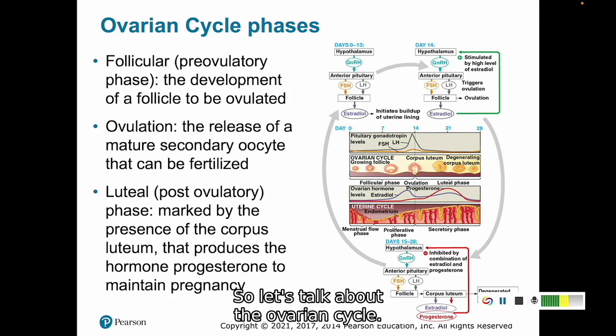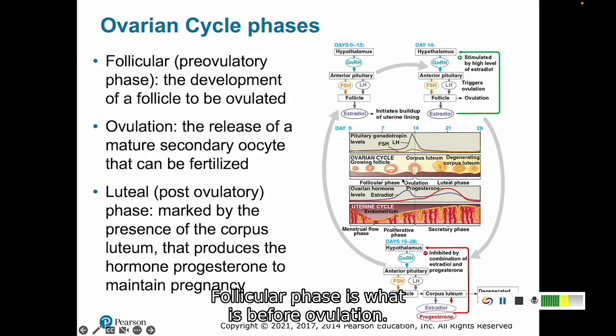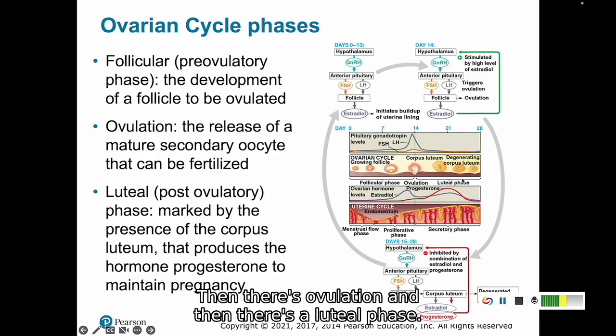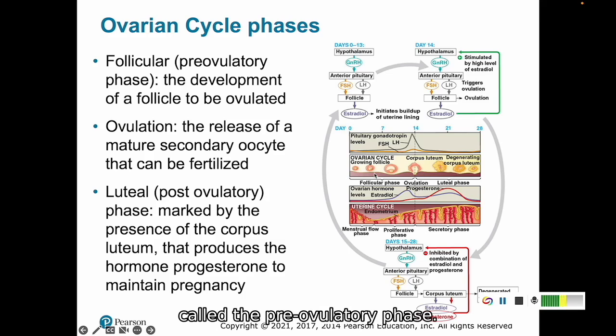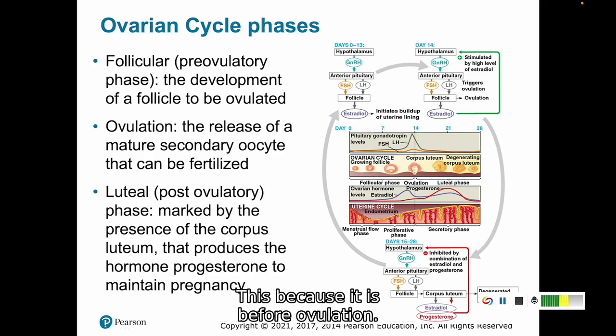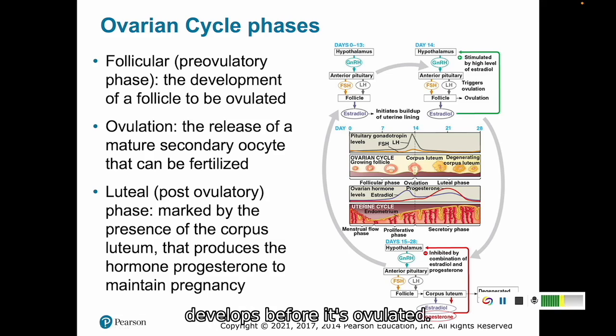Okay, so let's talk about the ovarian cycle first. The ovarian cycle goes in 3 different parts. Follicular phase is what is before ovulation. Then there's ovulation, and then there's a luteal phase. The follicular phase is sometimes called the pre-ovulatory phase. This is because it is before ovulation. This is when the follicle develops before it's ovulated.